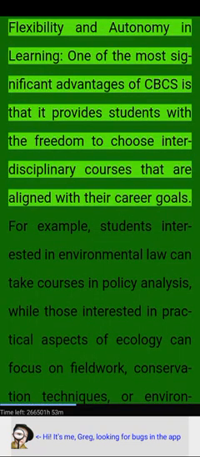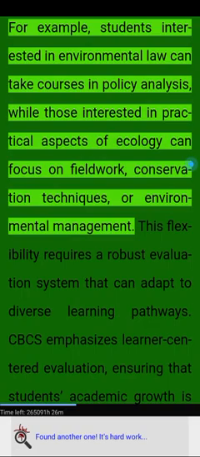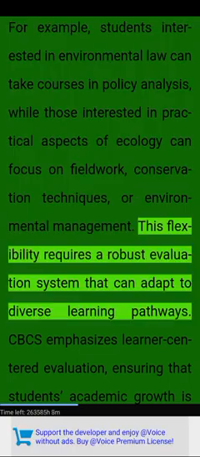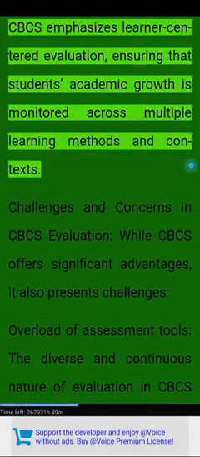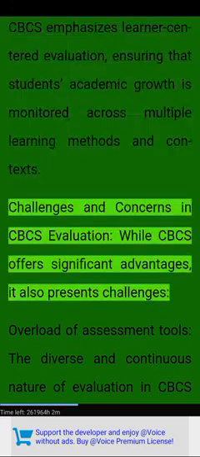Flexibility and autonomy in learning. One of the most significant advantages of CBCS is that it provides students with the freedom to choose interdisciplinary courses that are aligned with their career goals. For example, students interested in environmental law can take courses in policy analysis, while those interested in practical aspects of ecology can focus on fieldwork, conservation techniques, or environmental management. This flexibility requires a robust evaluation system that can adapt to diverse learning pathways. CBCS emphasizes learner-centered evaluation, ensuring that students' academic growth is monitored across multiple learning methods and contexts.